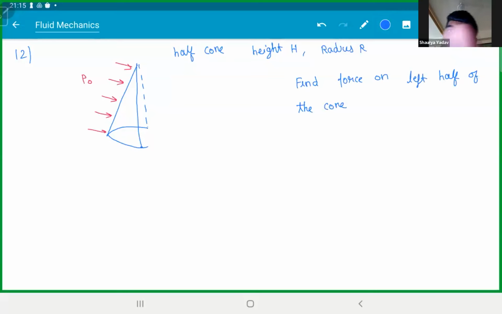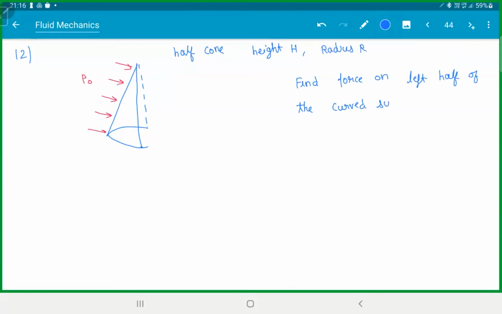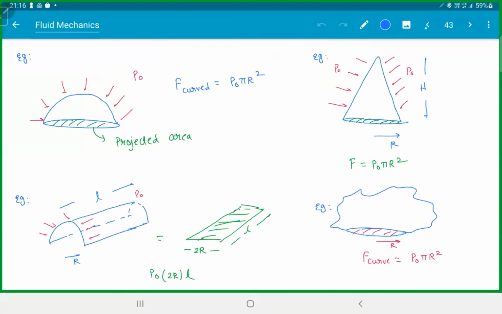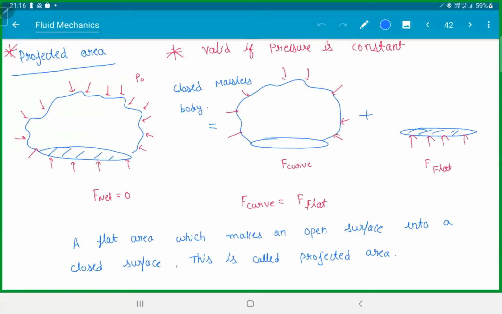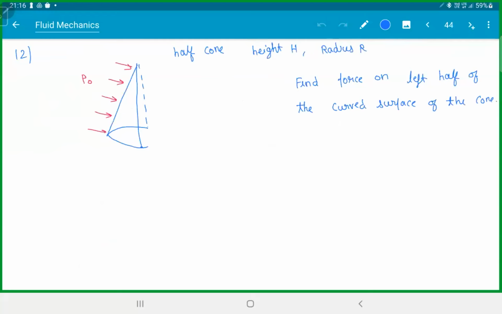R into H. Left half of the curved surface of the cone. How do you do this? Think, everyone, I'll give you a minute. That's not the complete answer. Clear? Any doubts? How do you do this thing, everyone?